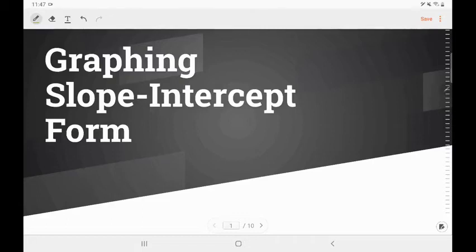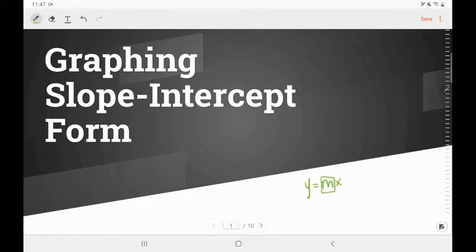We're going to be talking about graphing from slope-intercept form. This is a new method of graphing that allows us to graph things very quickly. The format for slope-intercept form is very similar to what we've already been talking about, which has been direct variation or proportional equations, which has been y equals mx.